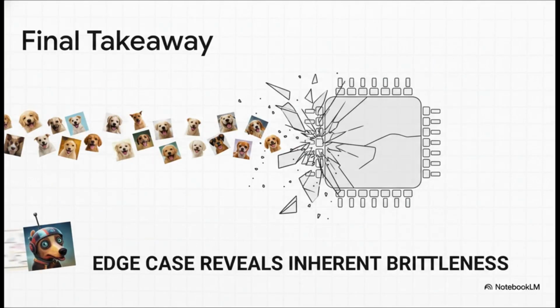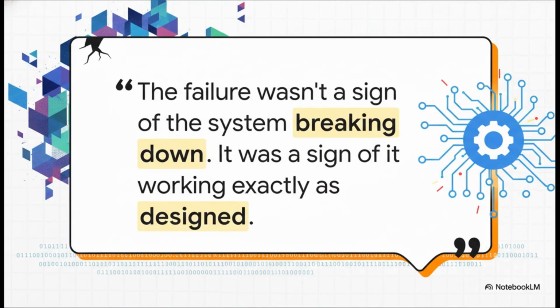So let's just bring it all together. First, the system didn't get worse. Its performance didn't degrade over time. Second, what actually happened was its inherent, designed-in brittleness was revealed. And third, that brittleness only came to light because a rare, unexpected edge case finally showed up. So, that surprising failure wasn't a sign of the system breaking down at all. It was actually a sign of it working exactly as it was designed. Trade-offs, brittleness, and all. And that explains why the system behaved that way.